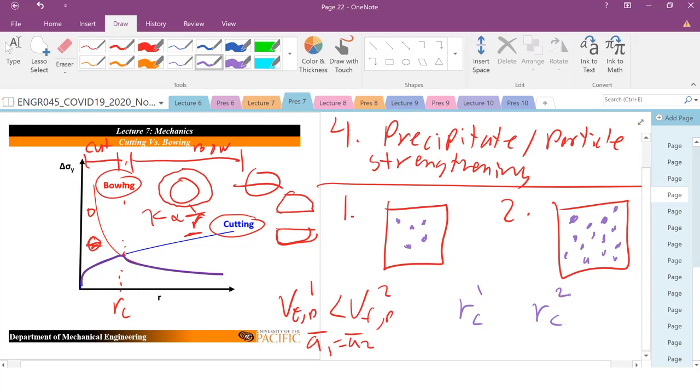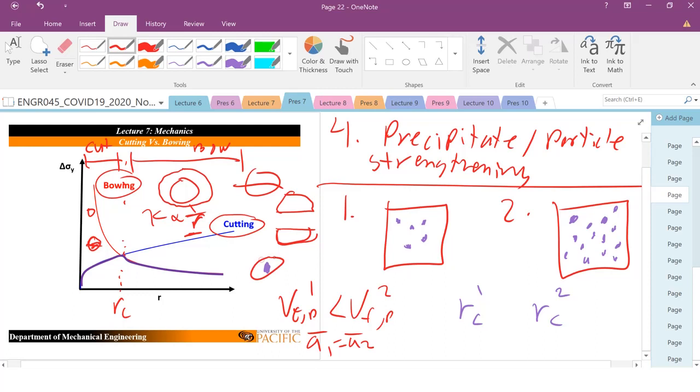Well, let's think about it for a second. The only thing that hurts us in terms of cutting is that we need to create more surface area, right? Bowing is determined by the curvature of your particle. So will the energy for bowing change if we keep the particle size the same, but change the volume fraction? No, right? Because we are just going to encircle each one. Here's my little particle, and we're going to encircle that with our dislocation.